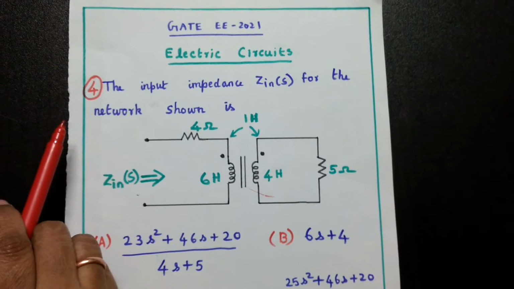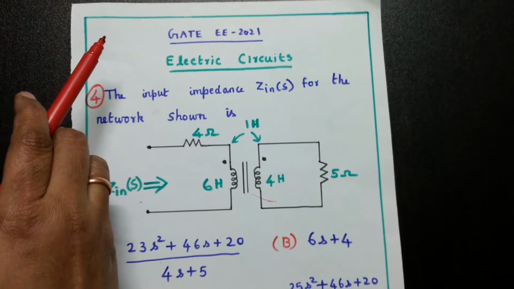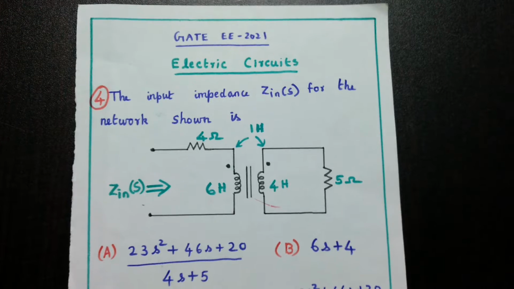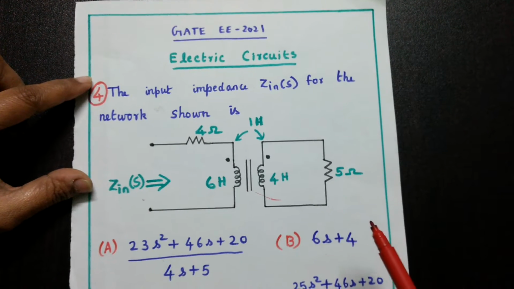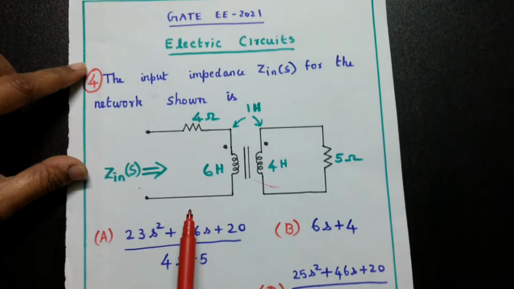We solved the fourth question of Electric Circuits from the GATE EEE 2021 question paper. The question given is: the input impedance Zin(s) for the network shown is. The network is given as a coupled circuit.